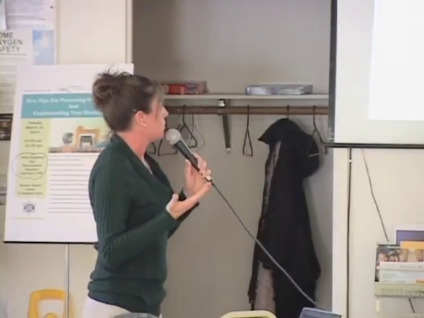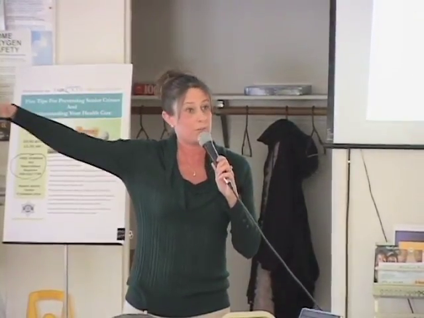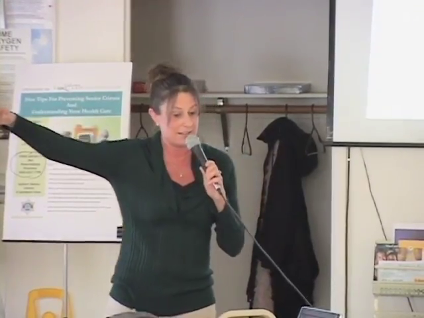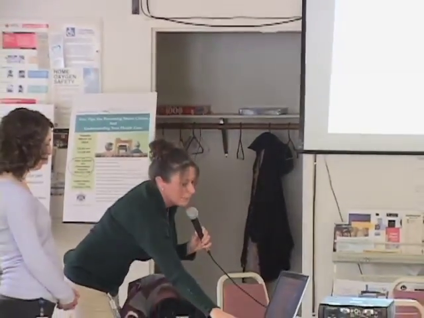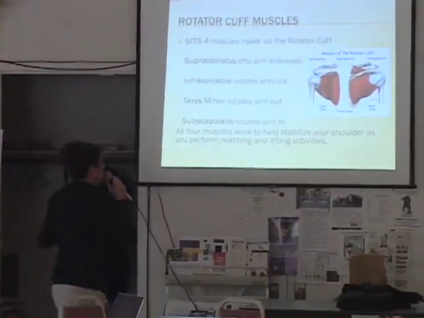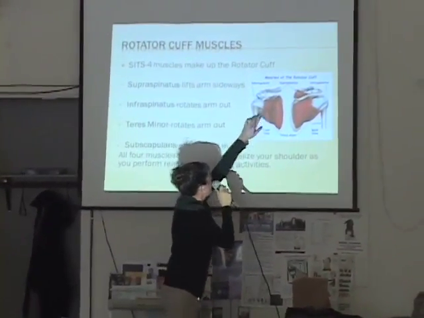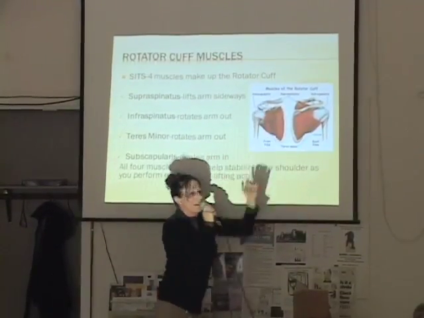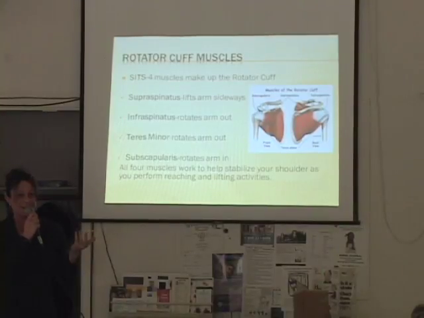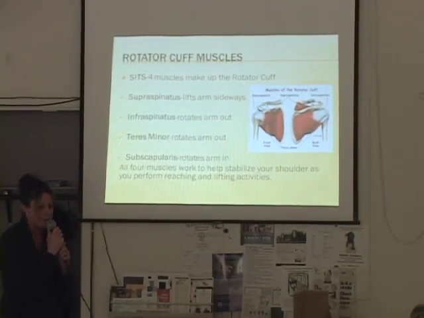So the most commonly torn muscle is the one that brings your arm out to the side, the supraspinatus. And the reason that is, the supraspinatus runs underneath this little bone. And what happens over time is we start to look like this, right? We start to get a little rounded.